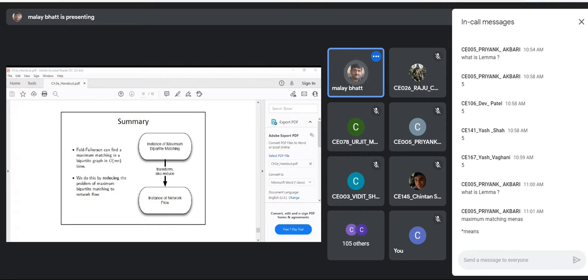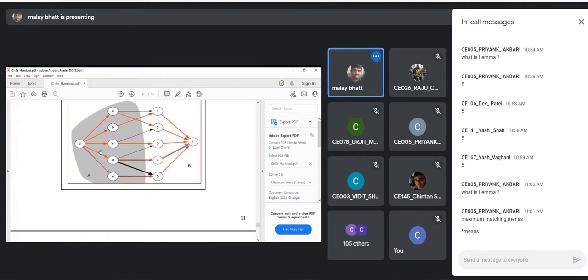Yes, is this clear? Maximum matching means how much you can maximally match L with R. Here I can do a matching of only 3 nodes. I will match A with 2, B with 1, and C with 3.